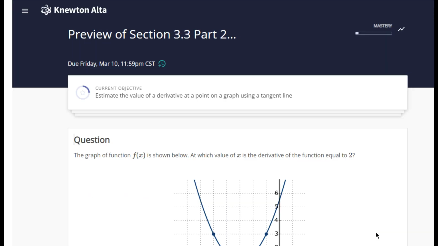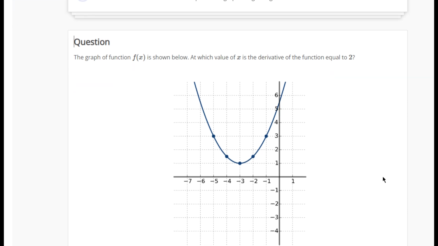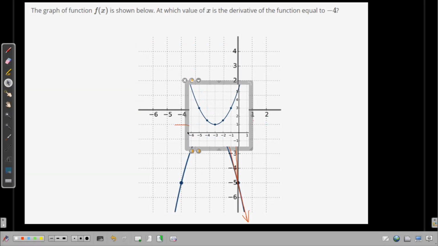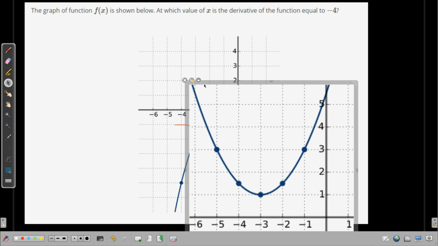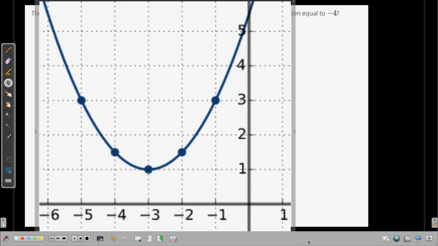Excellent. All right. At which value of x is the derivative equal to 2? Okay, it's a similar type of question. And let me get a picture of it here on my writing tablet. Okay, so we're looking for where it's going to be equal to 2.